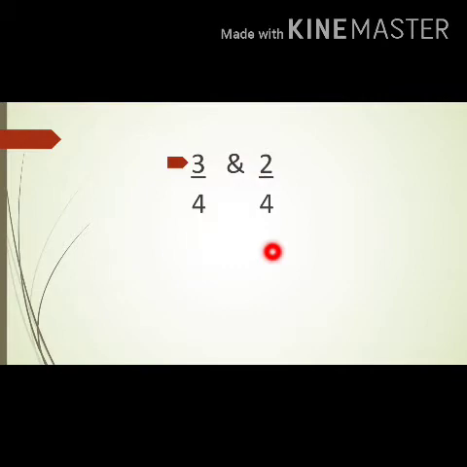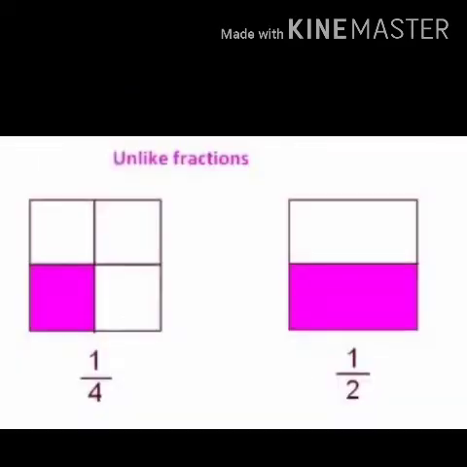Why do we call it a like fraction? Because they have the same denominator 4. 3 is in the place of numerator, 4 in the place of denominator. Here 2 is in the place of numerator, 4 in the place of denominator. Here we have the same denominator 4, so we call it like fraction.